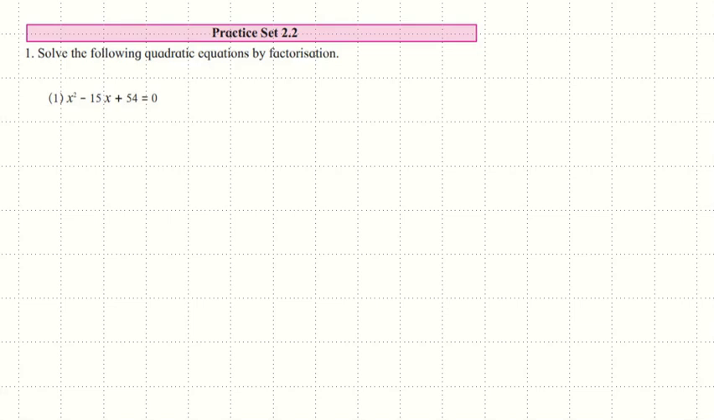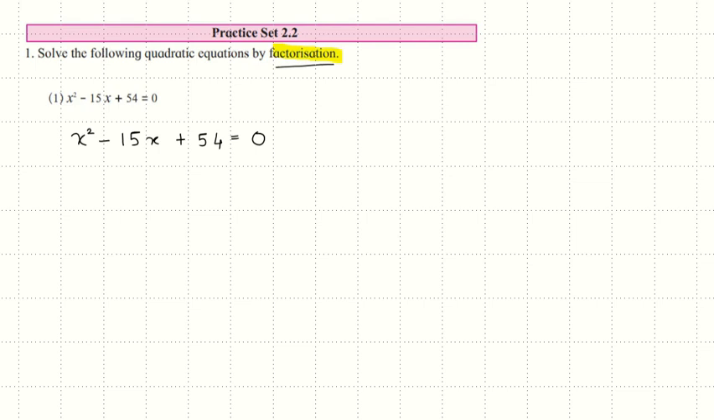Let's start with practice set 2.2 for quadratic equations. The first equation given is x squared minus 15x plus 54 is equal to 0. The question says to solve the following quadratic equation by factorization. Factorization is already covered in class 9, and here we have one question. So let's see how we solve this.